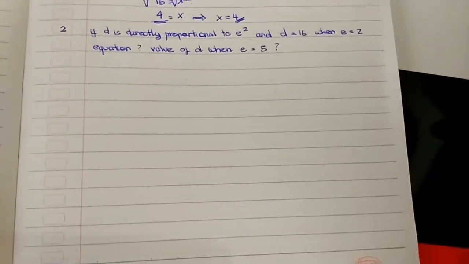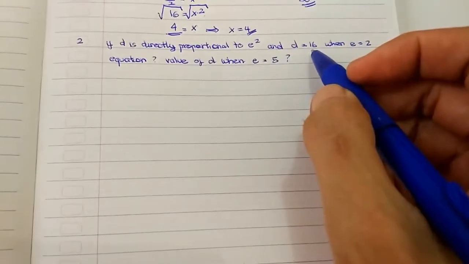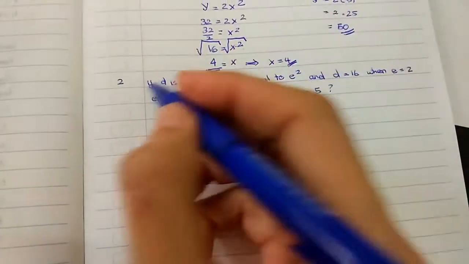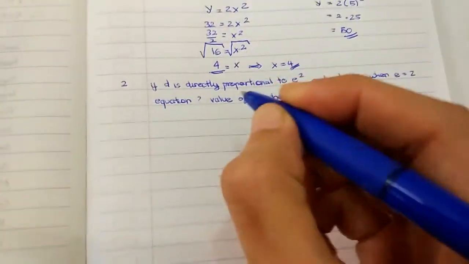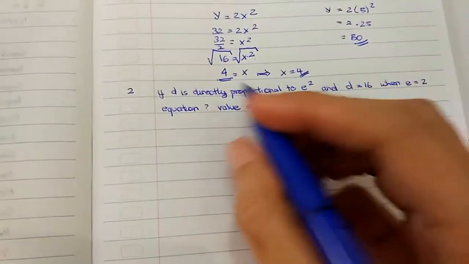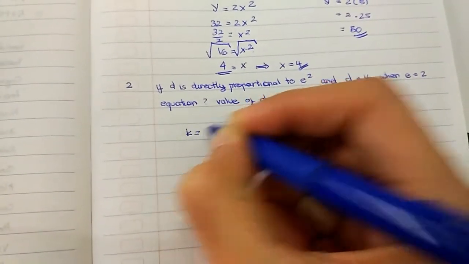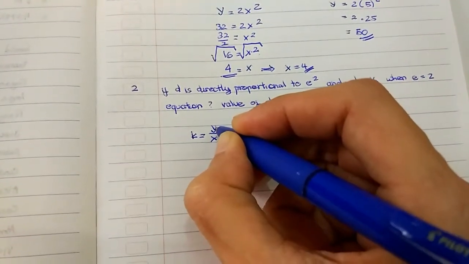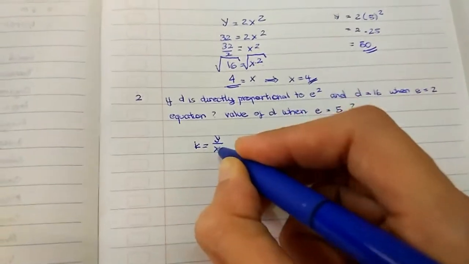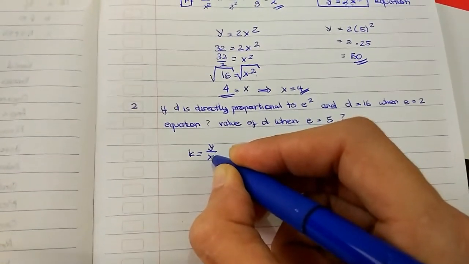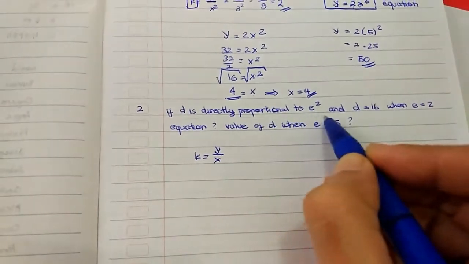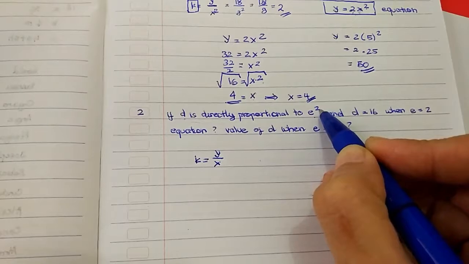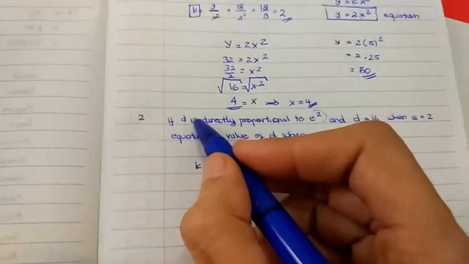Now, the second one: d is directly proportional to e squared, and d is equal to 16 when e is equal to 2. Again, this is directly proportional. Just remember, to find k you divide y by x, where y is the dependent variable and x is the independent variable. In this statement, the value of d depends on the value of e squared, so e squared is independent and d is dependent.